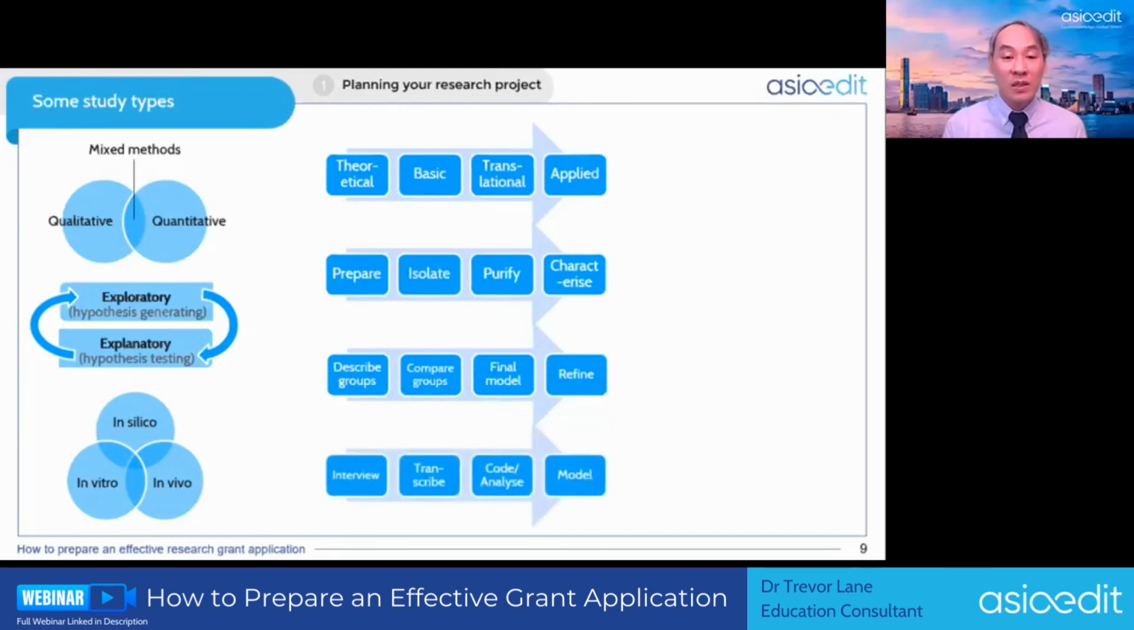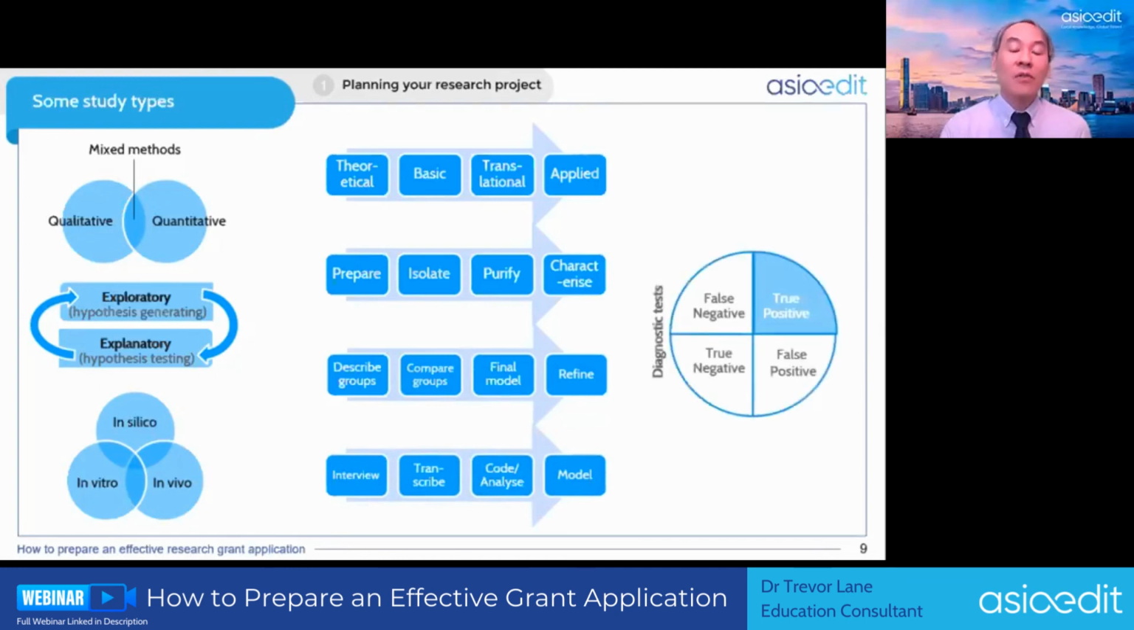Or for qualitative surveys, you'd interview people, transcribe and translate the results, and then code and analyze the themes and the text, and then come up with a model at the end. So depending on the type of study, there will be an accepted flow of what researchers, what funders will be looking for. For medical diagnostic tests, usually we look at the true positive, true negative, and then false positive, false negative.